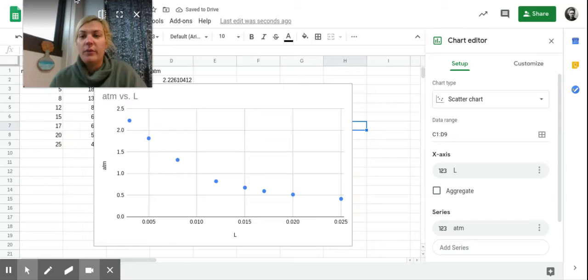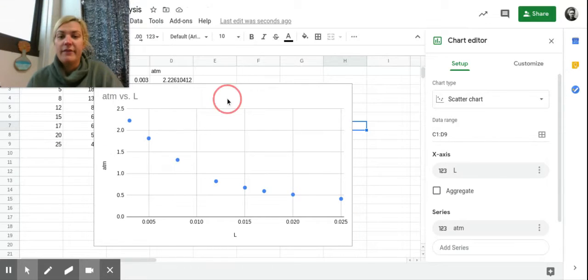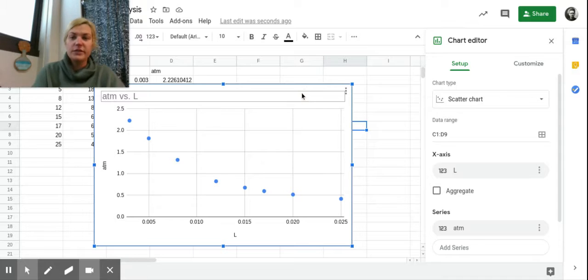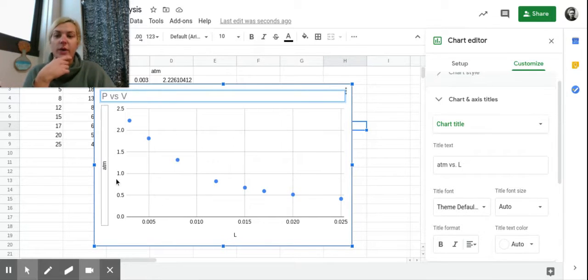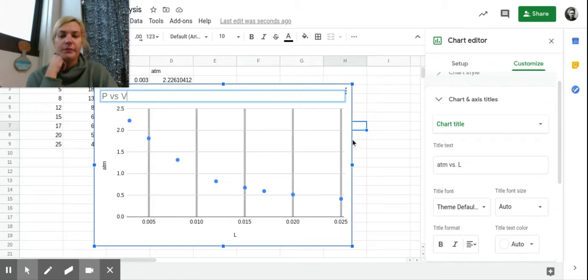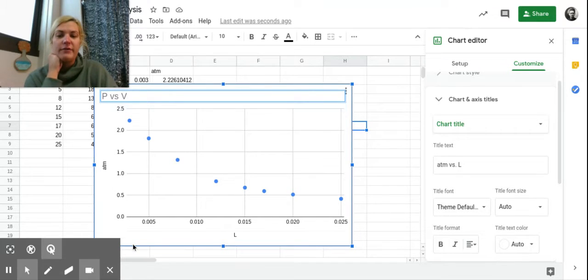And this is exactly what we expect to see, right? So they have an indirect relationship with each other. As one increases, the other one decreases. And that's exactly what we see here. Okay, so the first thing I'm going to do is retitle my graph. So I'm going to come here and I'm going to say pressure versus volume. And it's already labeled my axes for me. Pressure is on the y-axis, liters is on the x-axis. Okay, so that's the first graph that we're going to do.